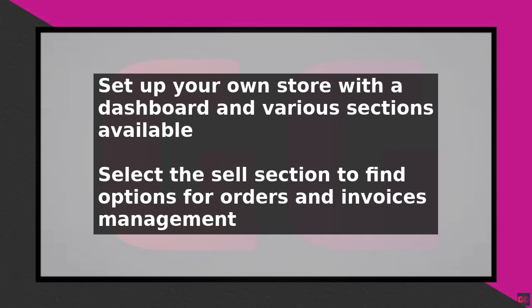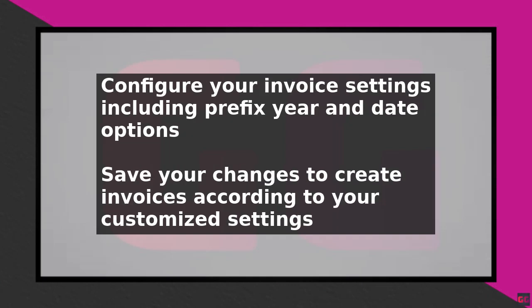From here, you can generate PDF files by date or order status, and customize your invoice options, such as enabling invoices, tags, and product images. Configure your invoice settings, including prefix, year, and date, then save your changes. Your invoices will now be created according to your settings.